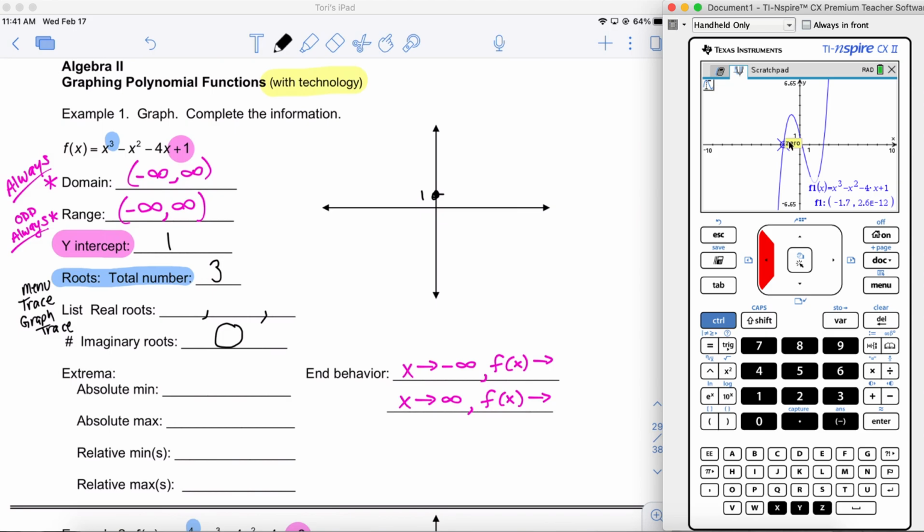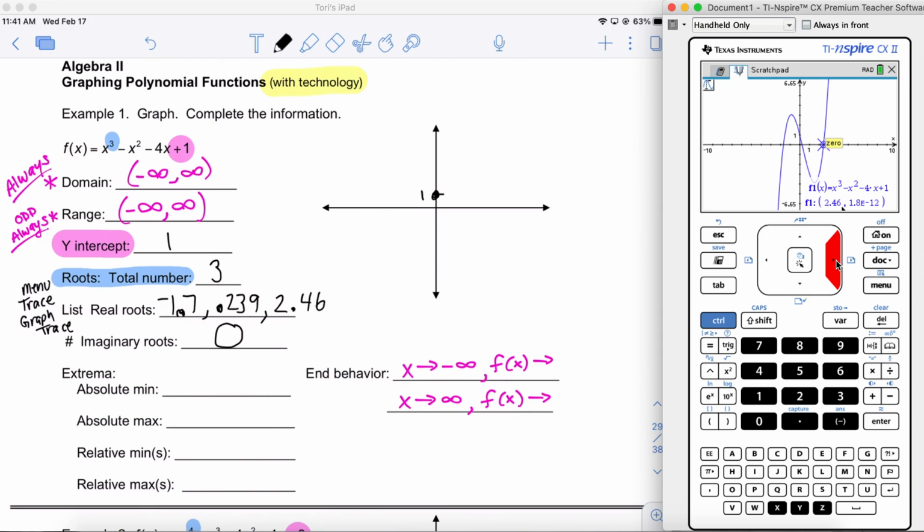Let me show you one more time. It tags it with the word zero. I want this first x number, so negative 1.7. I'm going to use my arrow to the right till I find the next one, and it's 0.239. Use my arrow to the right until I get my next one, and it is 2.46.